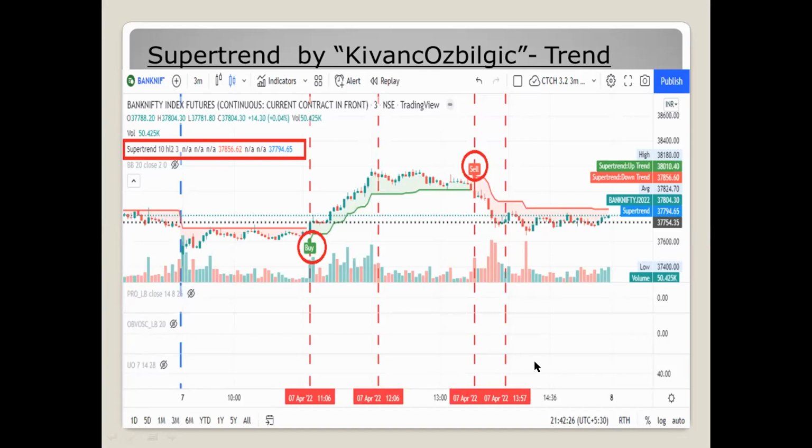So super trend, as I already said, helps in generating buy or sell signals. When price comes down, the red line will follow the price. When price breaks out of the red line at some point of time, then the buy signal is generated. Okay, so that's about super trend.